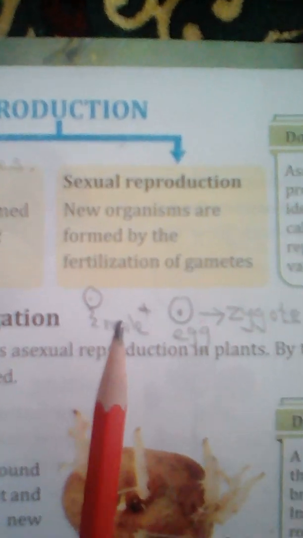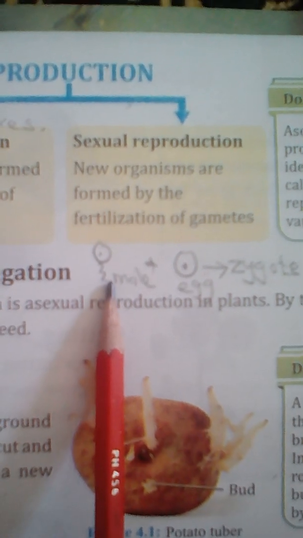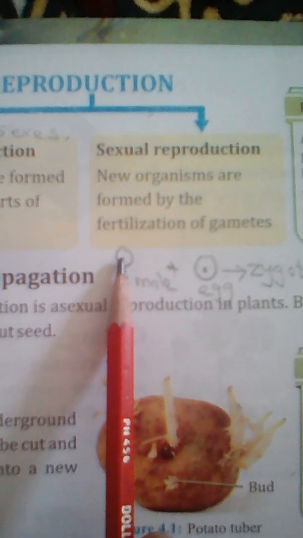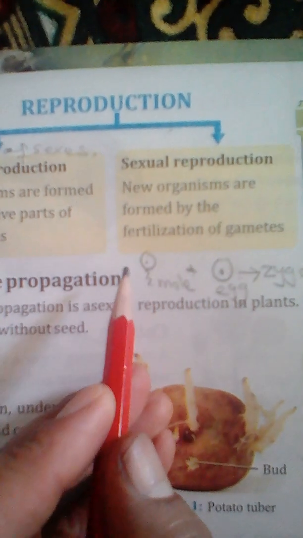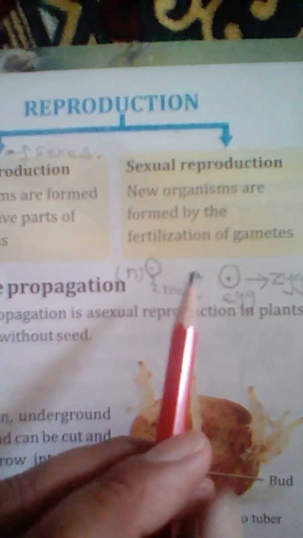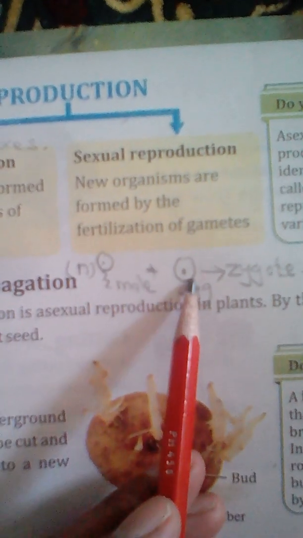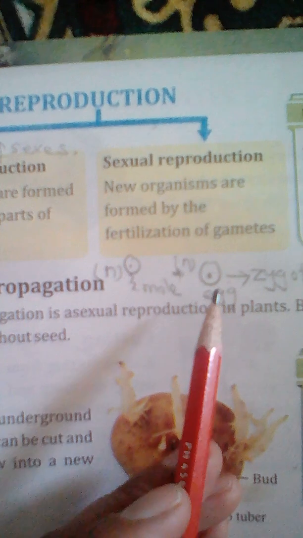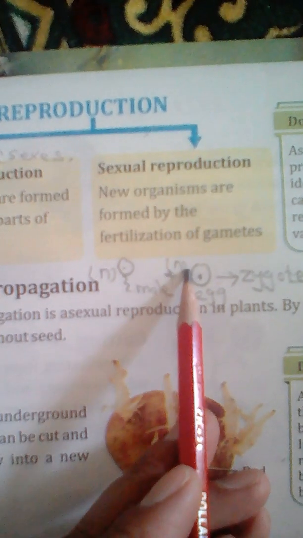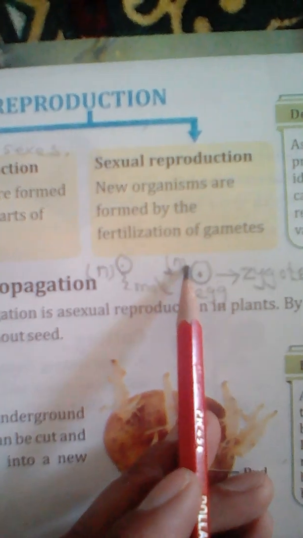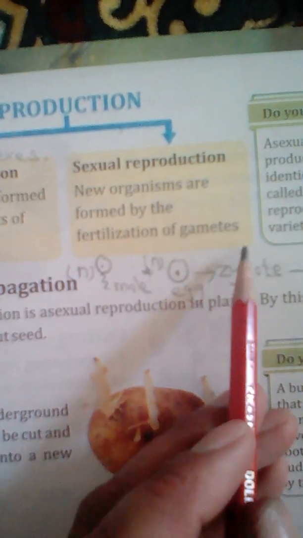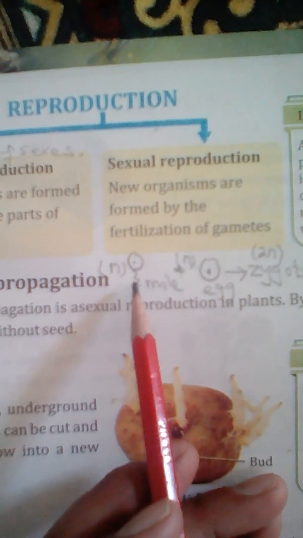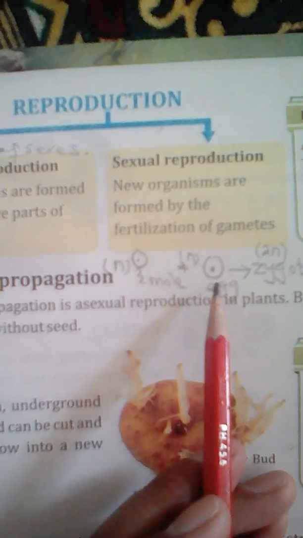Here, new organisms are formed by the fertilization of gametes. The male will produce sperm. This is the nucleus in the sperm, and the number of chromosomes in the nucleus is N. While the female will produce an egg, and it is also a nucleus whose number is N. And during reproduction, the number of chromosomes is reduced to half, as we have studied in meiosis. So the zygote formed will have 2N. That is the chromosomal combination of both male, that is father, and female, that is mother.